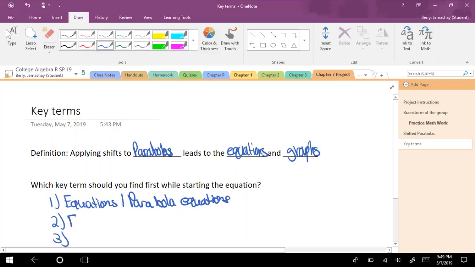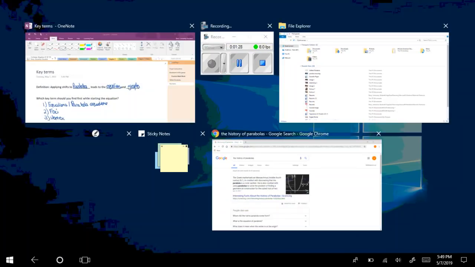And then you would find your foci, and then your vertex. And using these steps will help you find your equations and your graphs and the other things that you need to finish your graph.